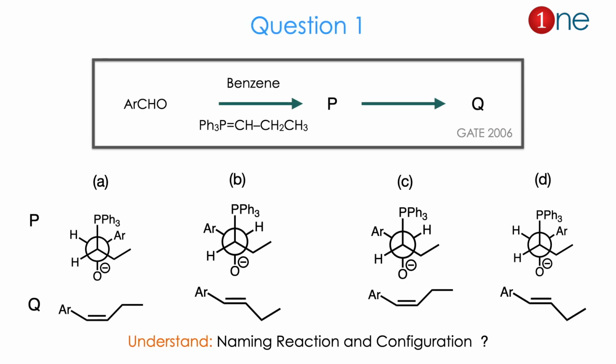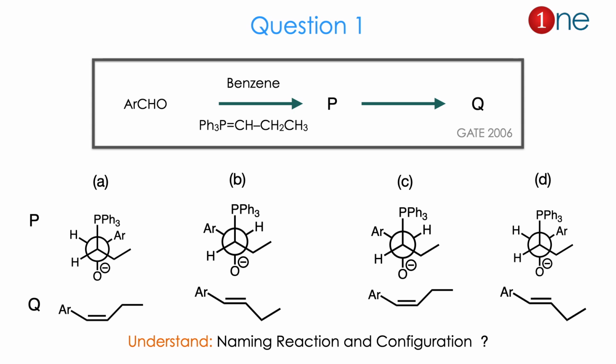Let us see question number 1. The starting material is benzaldehyde. You are using benzene as a solvent and you are using phosphine which is attached with ethyl. You have to find the two answers, P and Q. One is intermediate, another is product. Here 4 choices are given.